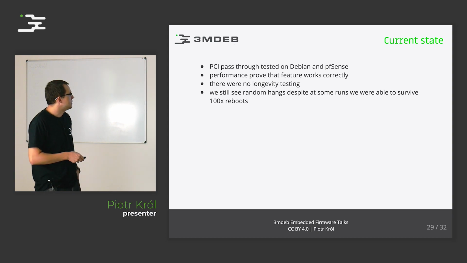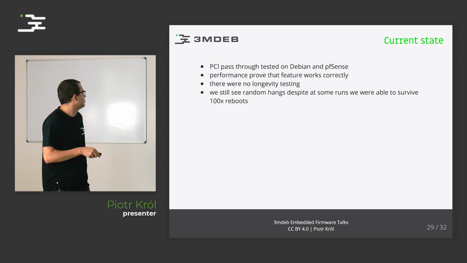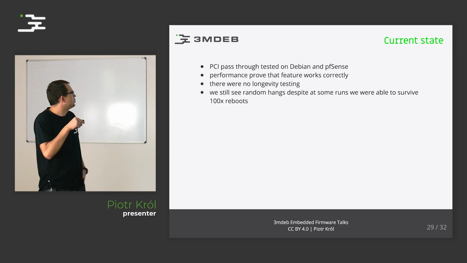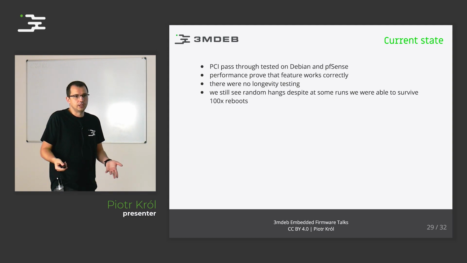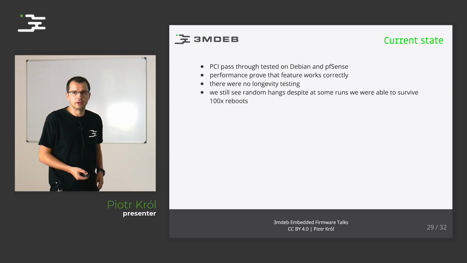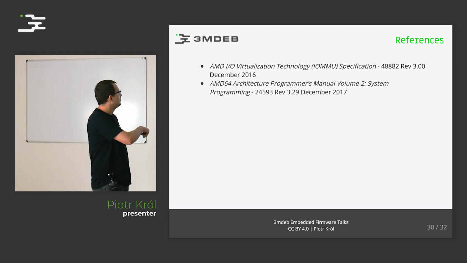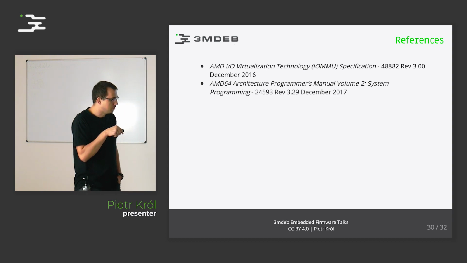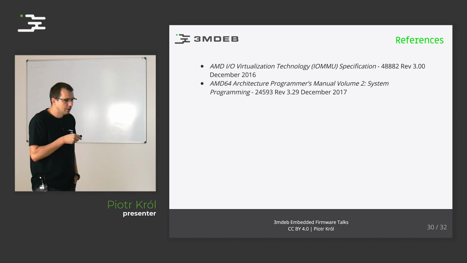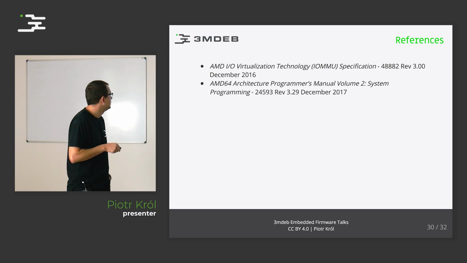And what's the current state? As I told you, we probably should think about a longevity test, because someone just has to run it for, I don't know, a year and see if nothing's broken. Or maybe at least 6 months. Okay, references. I mentioned mostly this specification, but the architecture programmer's manual also contains some interesting stuff and may help in understanding the other one.